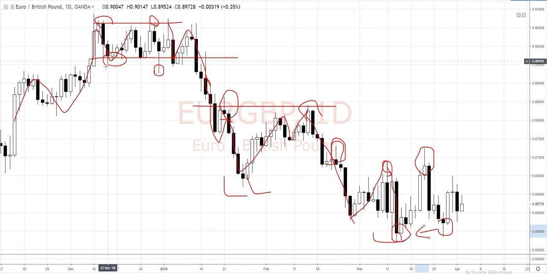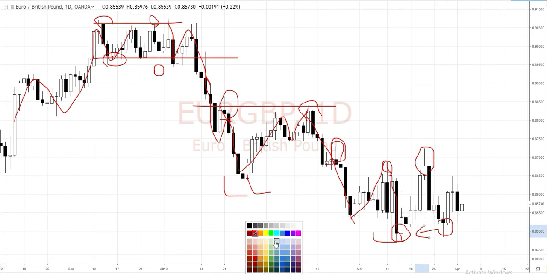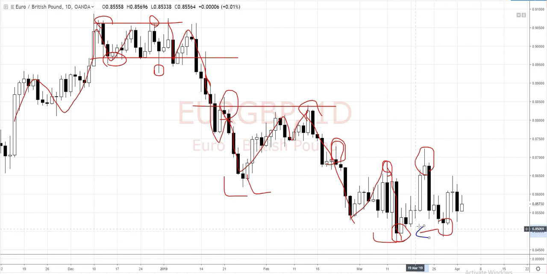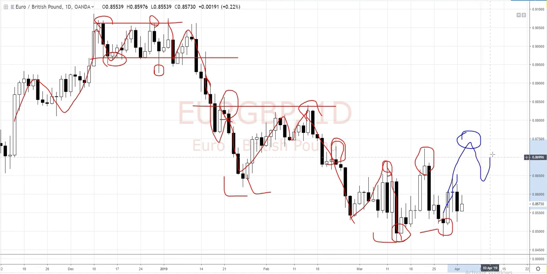So what might happen is that we could likely see price start to make its up move again by creating another higher high. So price might come down in this kind of way.